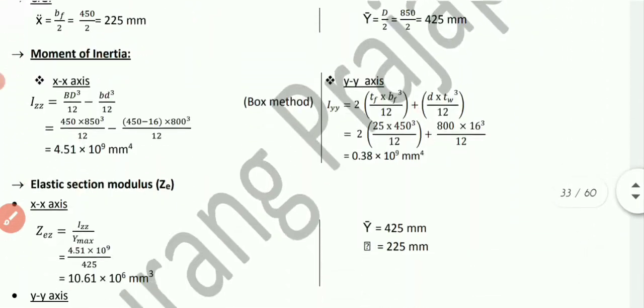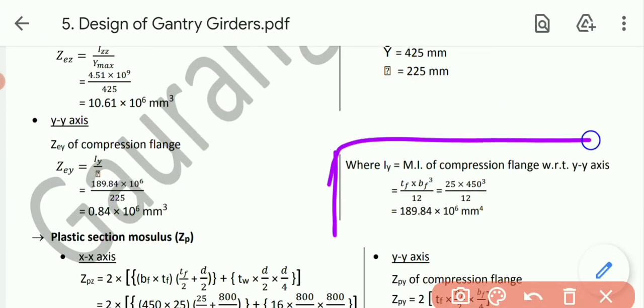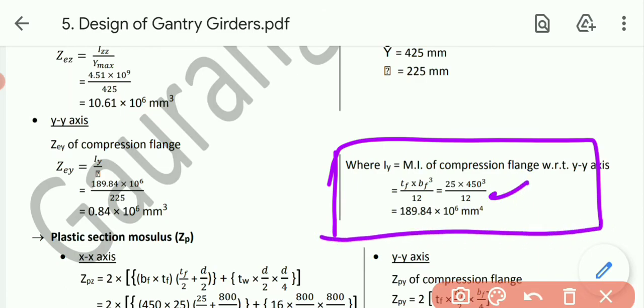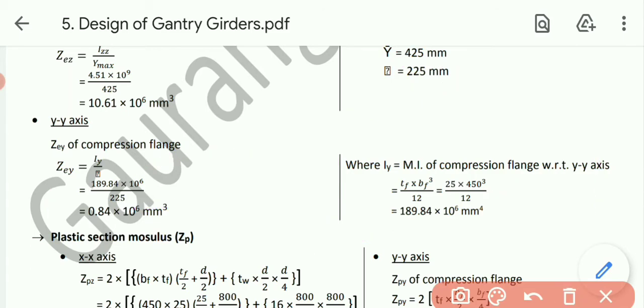Okay, so you can see over here 25 into 450 cube by 12. So answer is 189.84 into 10 raised to 6 mm raised to 4. Now let's put down this value over here. Okay, and the value of x bar, that is 225, this one. By simplifying the term, I will get the value of Zy, that is 0.84 into 10 raised to 6 mm cube.